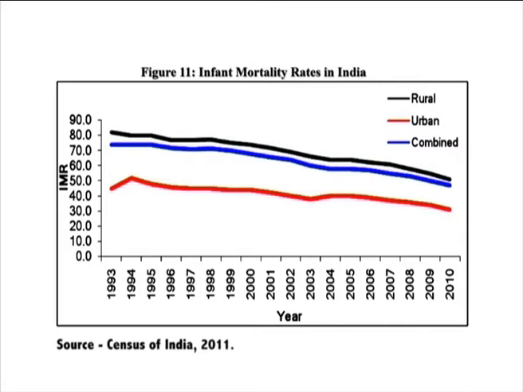The infant mortality rate of rural population had declined from 82 per thousand live births in 1993 to 51 per thousand live births in 2010. Whereas, the infant mortality rate of urban population had declined from 45 per thousand live births in 1993 to 31 per thousand live births in 2010. The infant mortality rate had steadily been declining, though it had been higher in rural areas.